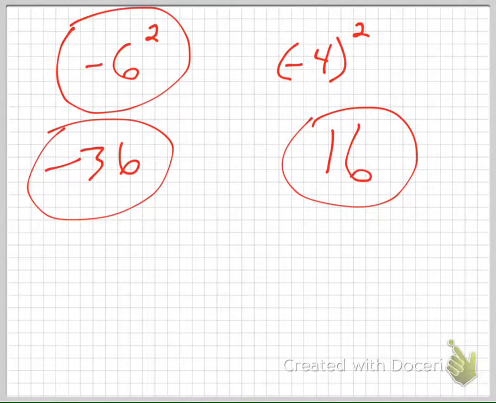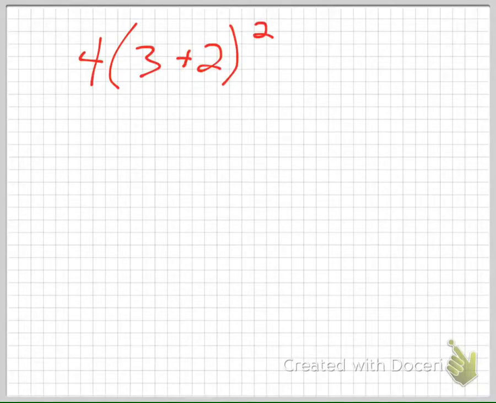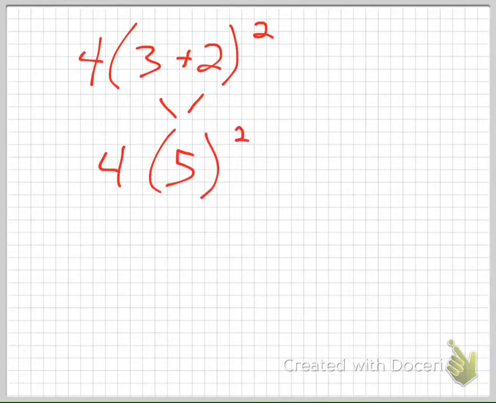Okay, all right, let's look at some samples here then. What is this? 4 times (3 plus 2) squared. Watch this. What am I going to do here? You have to do the order of operations. What's the order of operations again? Parentheses. So what is 3 plus 2? 5. So 4 times 5 squared. Now, what do I do?